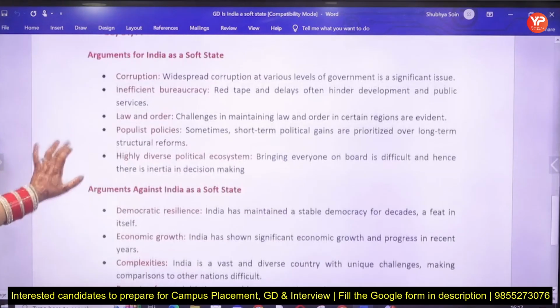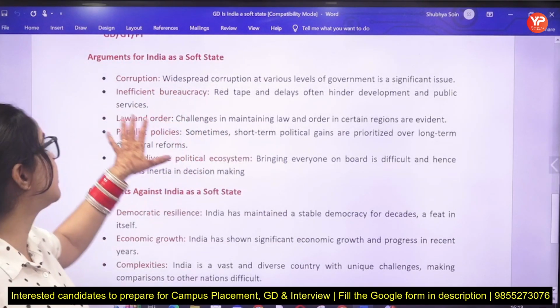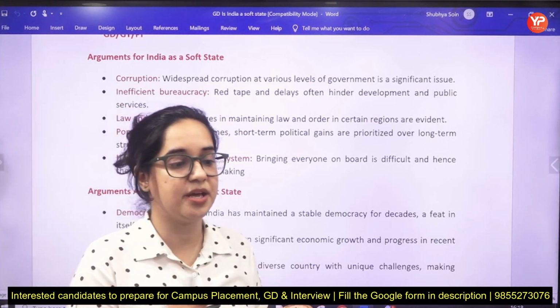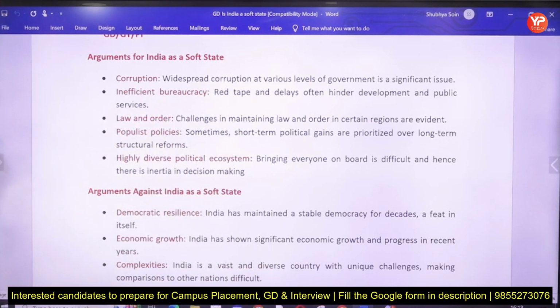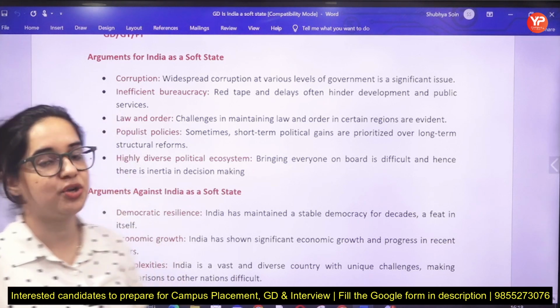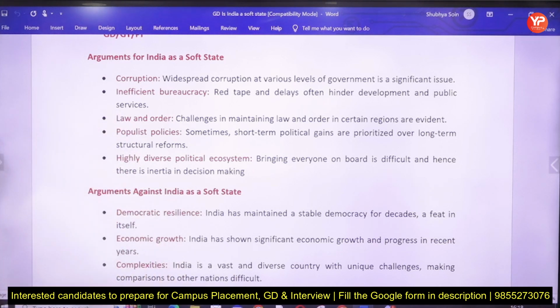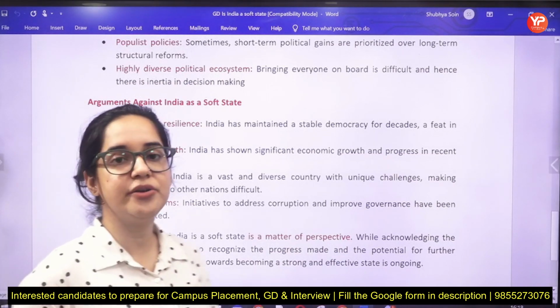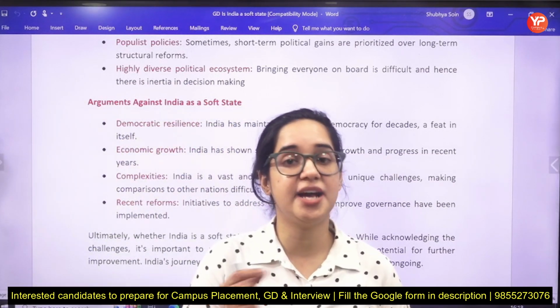So what are the arguments that favor it? First is corruption. Second is inefficient bureaucracy, the red tapeism, delay in decision making. All this is leading to inefficient bureaucracy. Law and order: there are lots of challenges in enforcement of law and order, and people are actually not following it. Populist policies, that is, short-term political gains in spite of the long-term. Highly diverse political ecosystem: bringing everyone on board is very difficult, and hence there is delay in decision making. So you see, there are these arguments which favor that yes, India is a soft state.